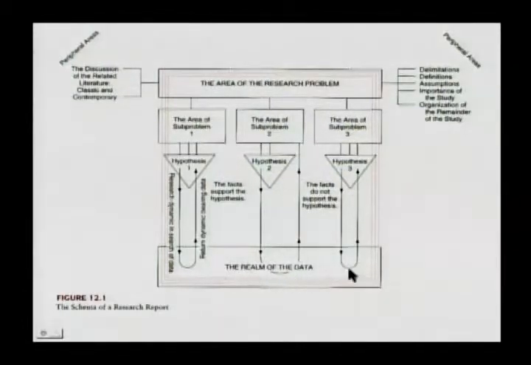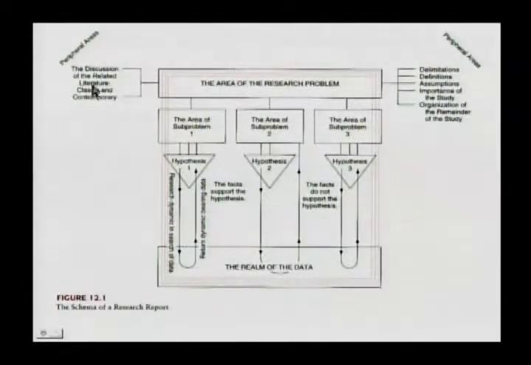And this is the realm of the data down below, and obviously the subproblems and the hypotheses are in between, and of course the execution of the experiments, collection and the analysis of data is in this area here. Let's take a look at the peripheral areas first. Up here on the upper left, the peripheral areas are the discussion of the related literature, classic and contemporary. And then on the right, the peripheral areas are delimitations, definitions, assumptions, importance of the study, and the organization of the remainder of the study.